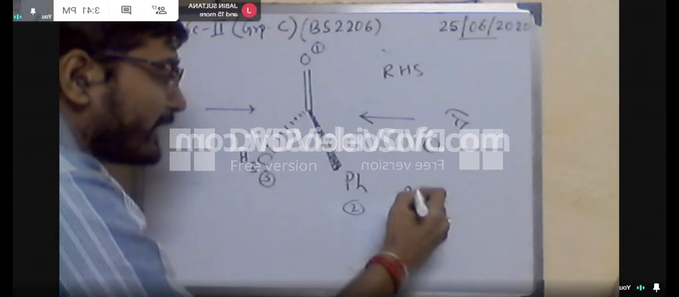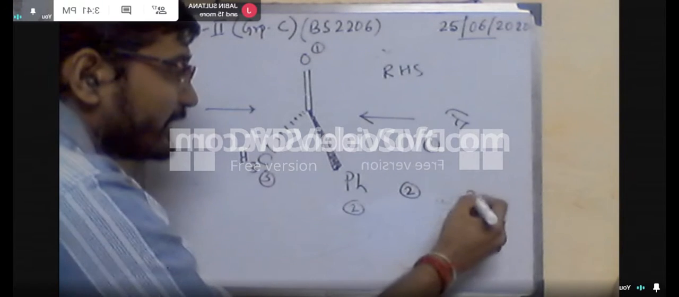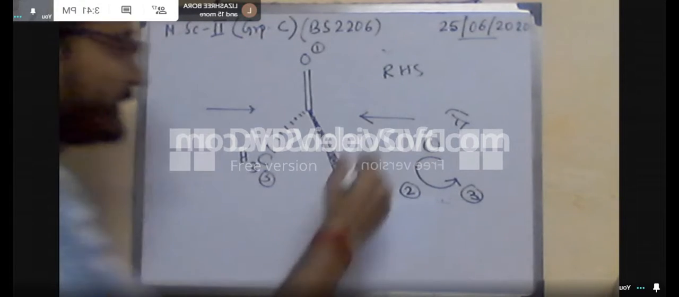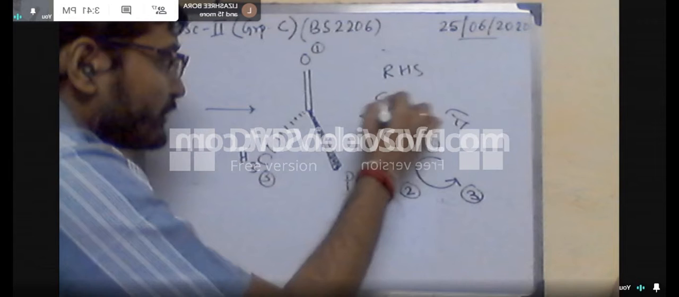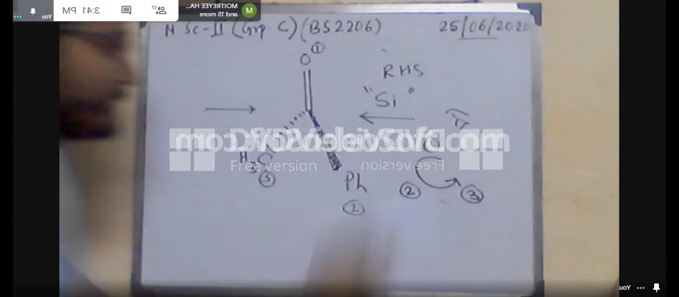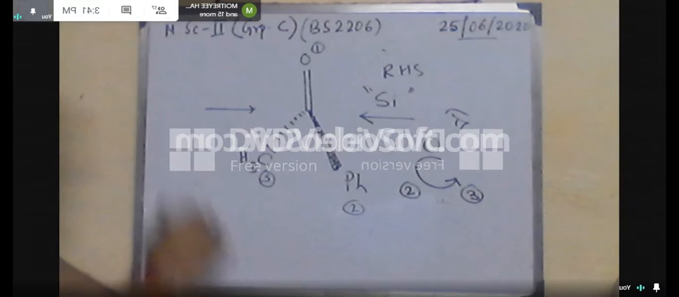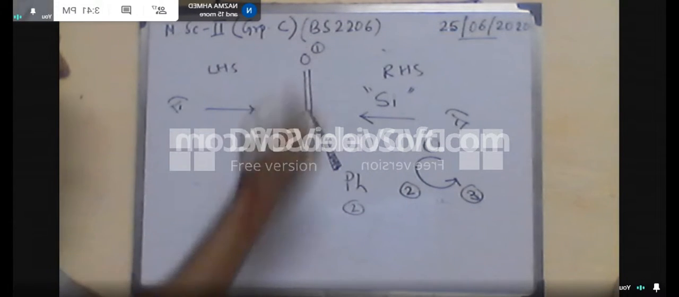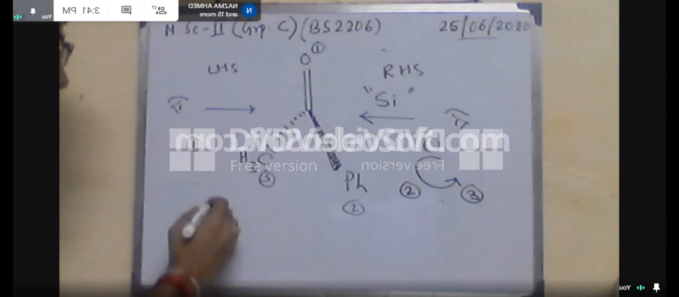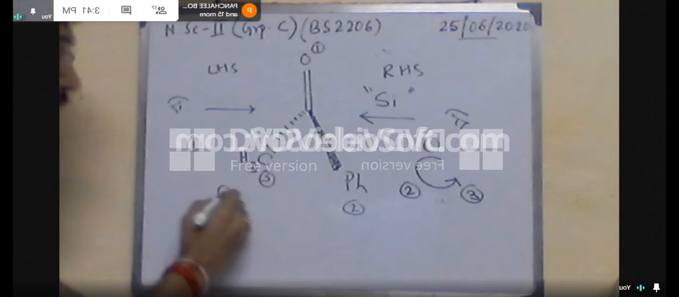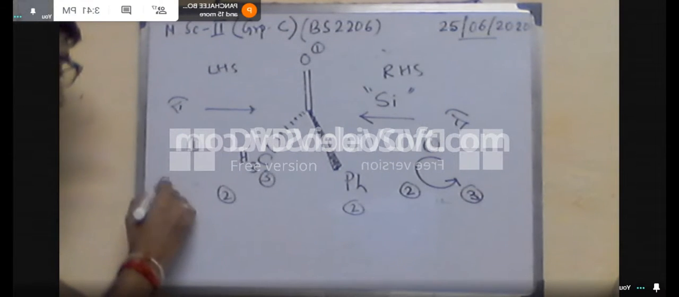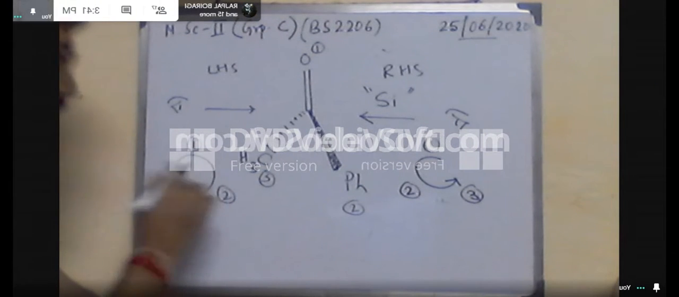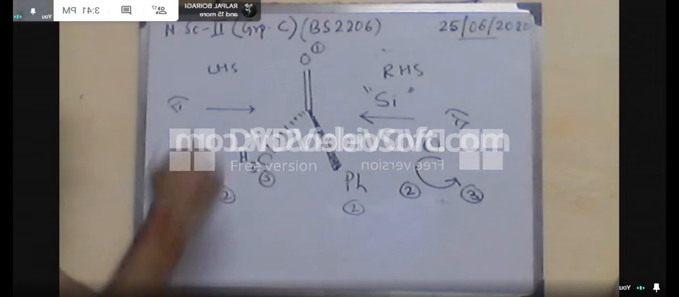Similarly, if you are the viewer looking from the left hand side, you can see the numbering of the substituents this way. 1, 2 now is on the right hand side, 3 on the left hand side, and the rotation is clockwise. So this face is designated as Re. And now you can see both the faces are non-superimposable, but they are mirror images of each other. So that means these two faces are designated as enantiotopic.